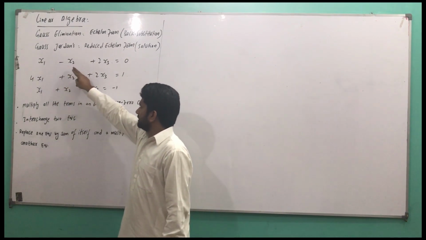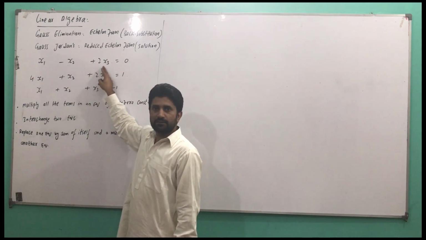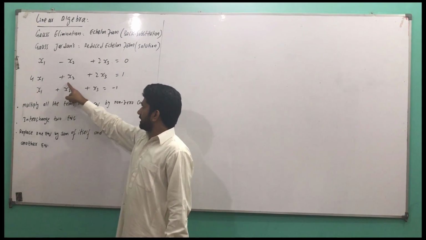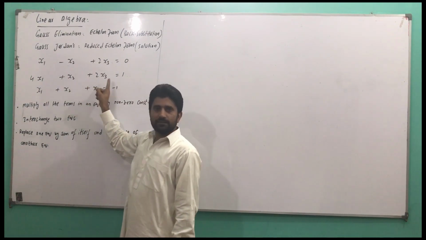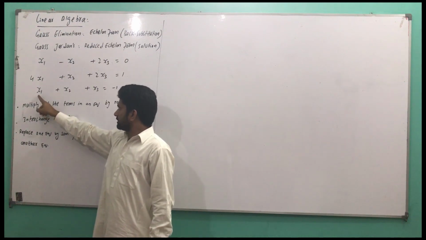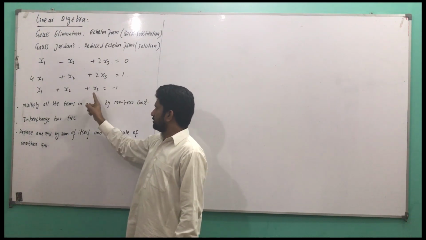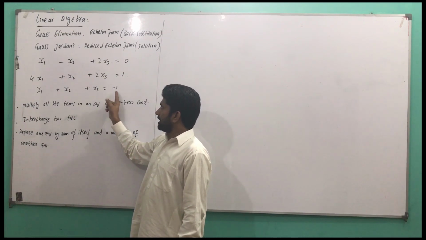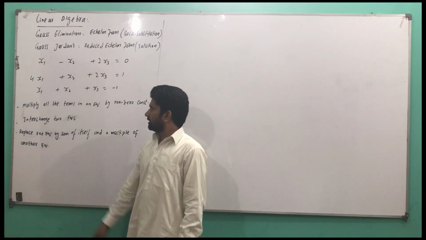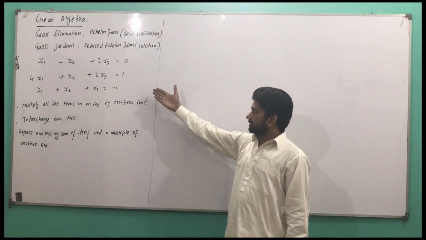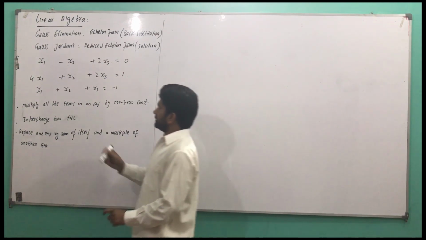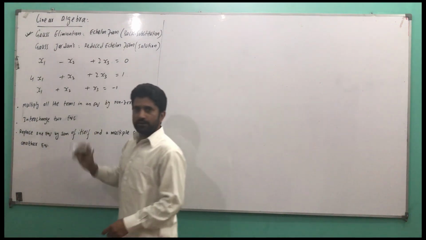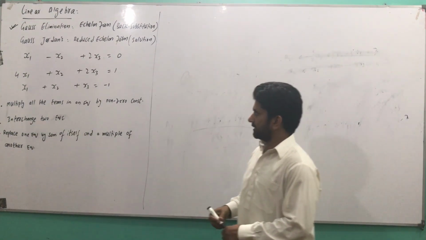x1 minus x2 plus 2x3 equals 0. 4x1 plus x2 plus 2x3 equals 1. x1 plus x2 plus x3 equals minus 1. So we have this system of equations. To solve it, first we do Gauss elimination, then we see how we apply Gauss-Jordan. First step is to write it in matrix form.